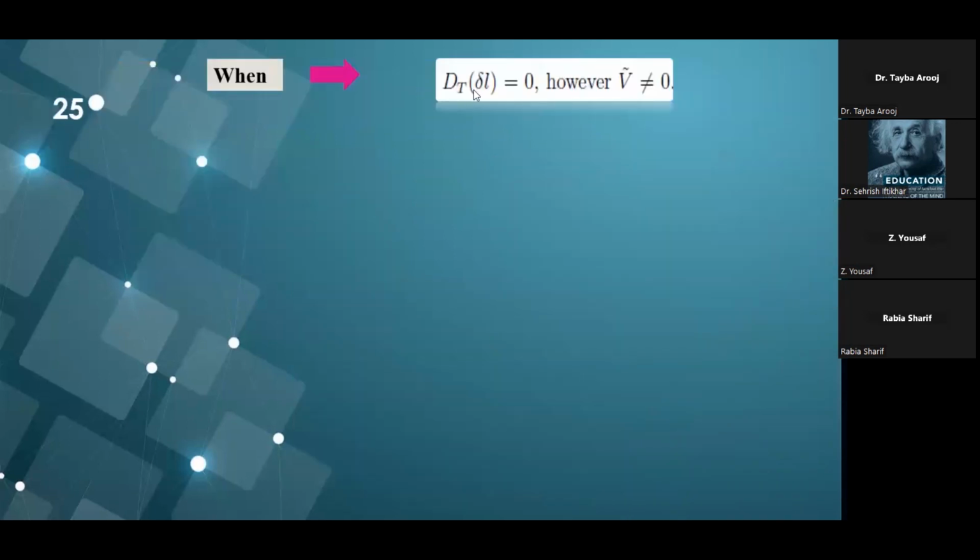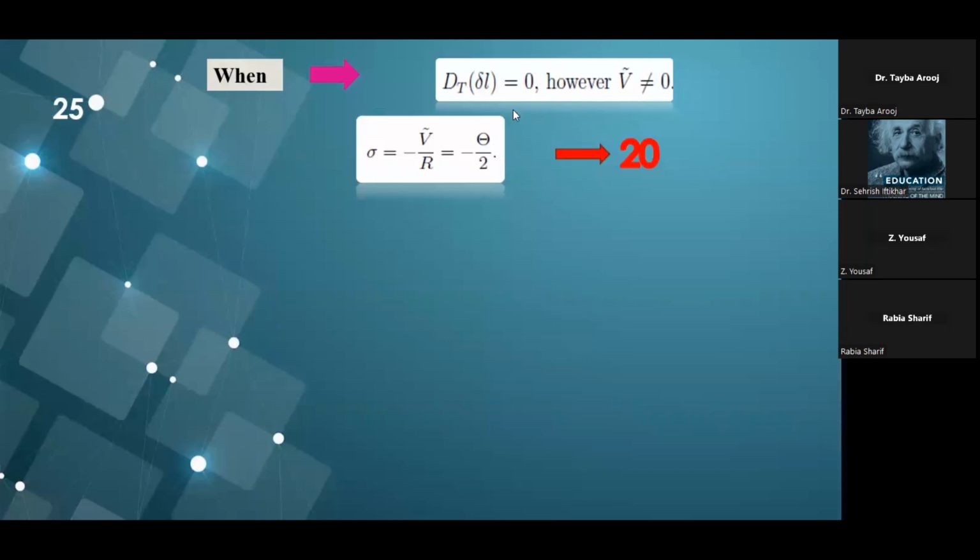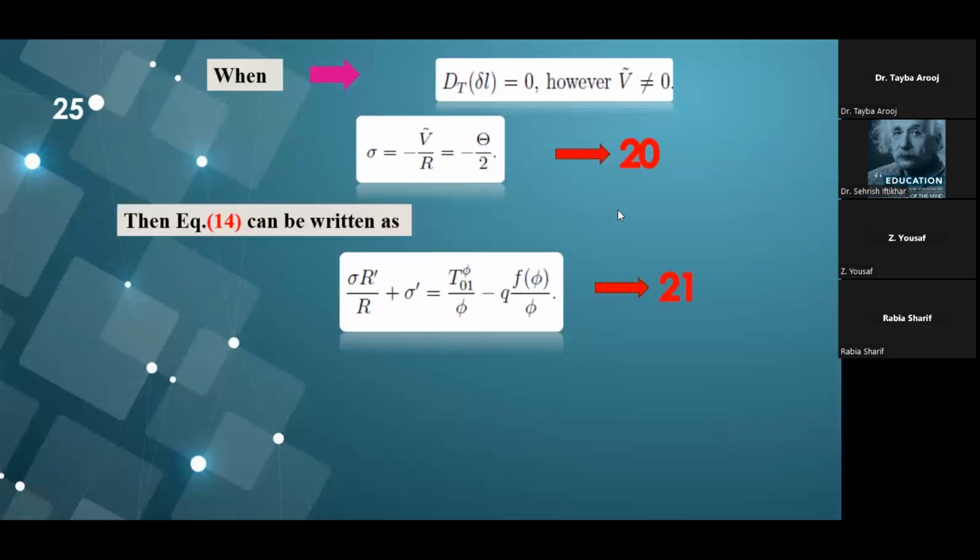When delta dt of delta is equal to 0, we have v tilde not equal to 0, then sigma is equal to minus v tilde by r, which is equal to minus theta by 2. One can get these calculations. One can verify this calculation by viewing the previous slide. And question 14 can also be done here.